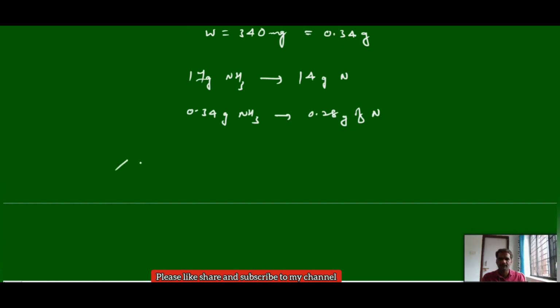Now the percentage of nitrogen. Just to apply the percentage composition, the weight of nitrogen is 0.28. The weight of the organic compound is given as 0.5 grams, and into percentage means 100. If you simplify this, you will get 56%. This is the percentage of nitrogen in the given organic compound.